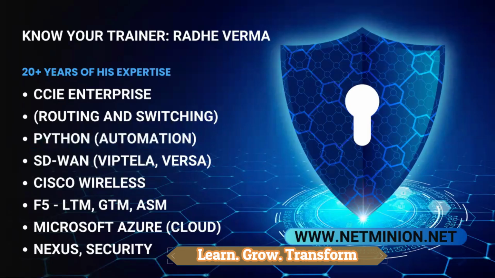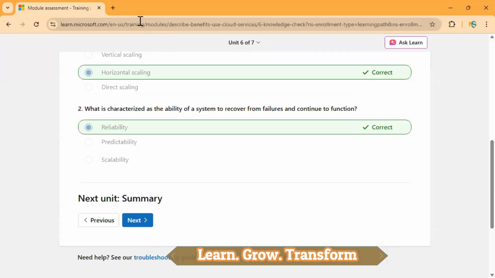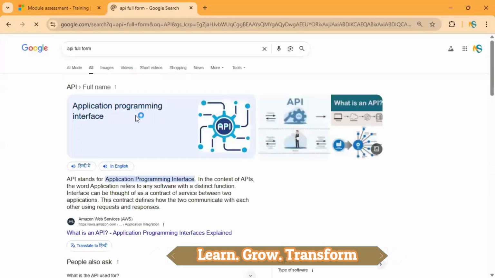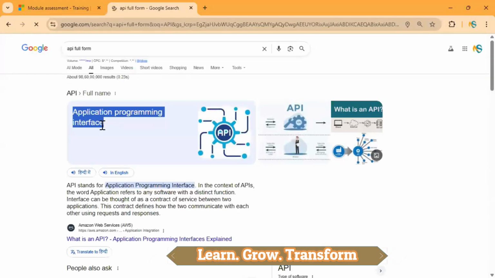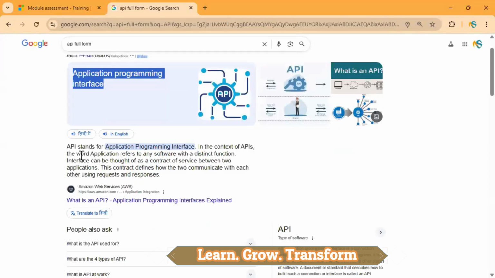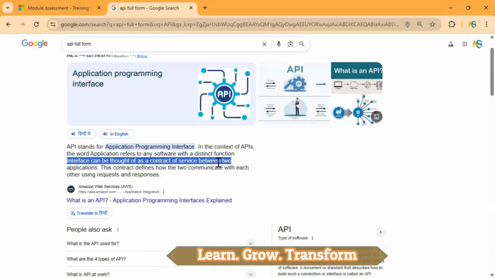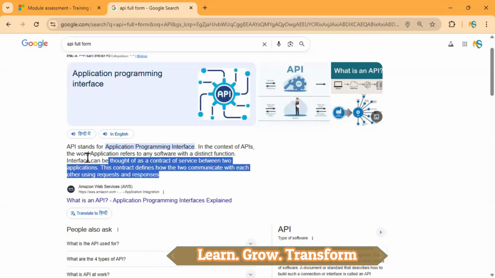And I started from scratch, zero level, like you are learning cloud. Same way. But I hope you got the idea of what API is. It is not that the user communicates directly to the end device. It is between two devices. If you see, it is application programming interface. And if you want the term, API stands for this. In the context of API, the word application refers to any software or function, which means one interface is contacting a different application.